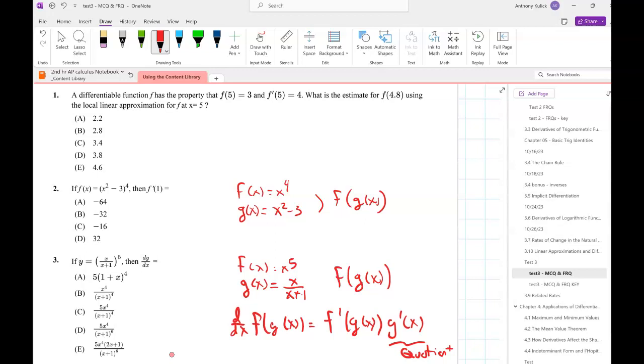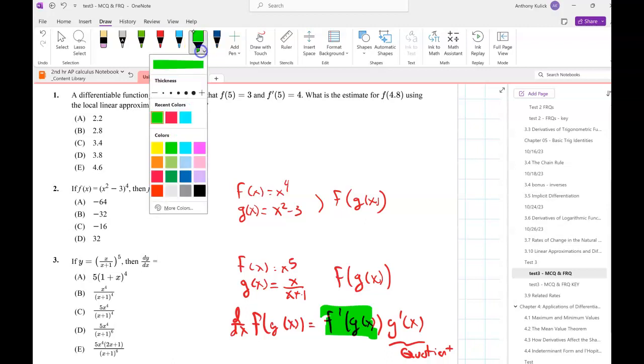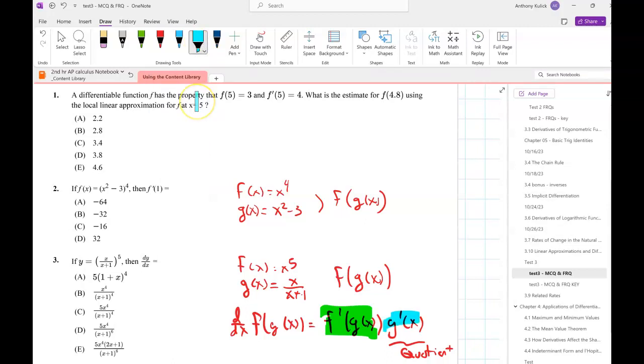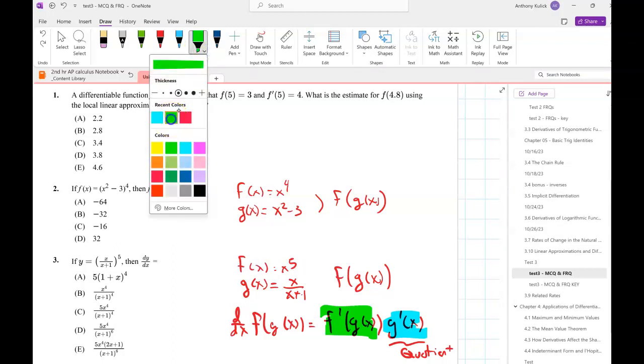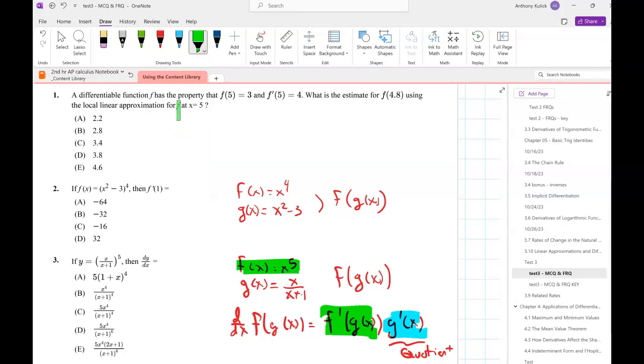So to do this part, that's the 5 times x to the 4th. And then to do the derivative of the inside, that's the quotient rule. Because again, if we look, the outside function, we said, was x to the fifth.